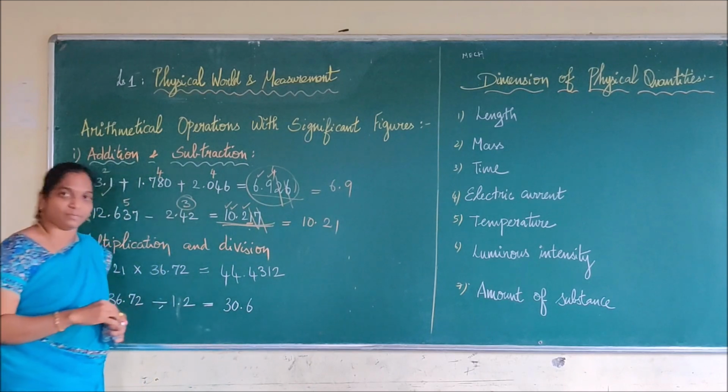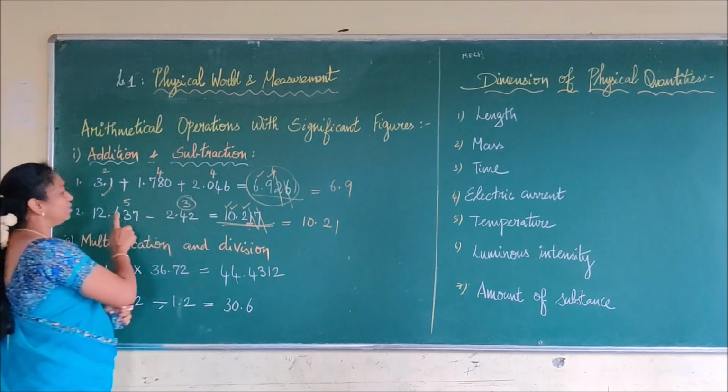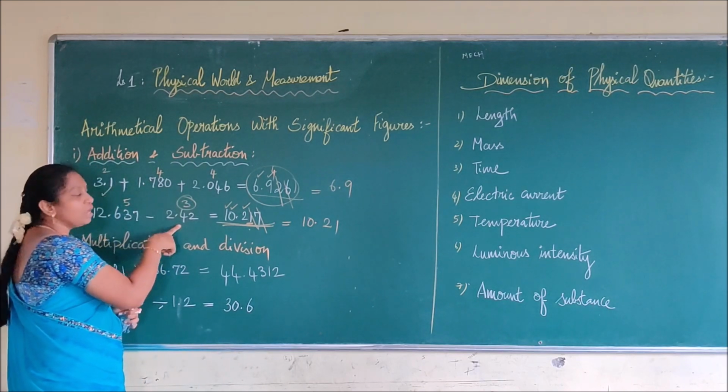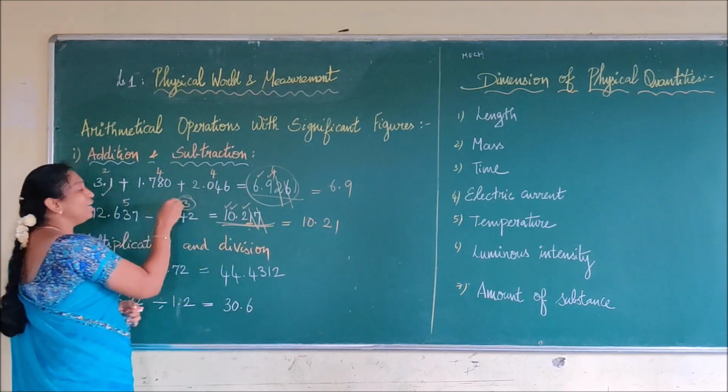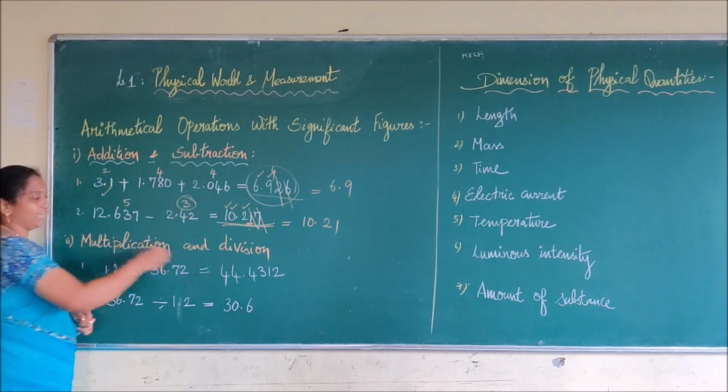7.1. That is the answer. Right? Is it clear to you? So first we are finding the significant figures of the given numbers and we are going to round off to the least significant number. Right? Similarly in terms of multiplication and division.